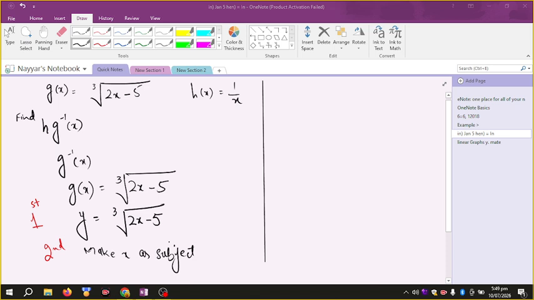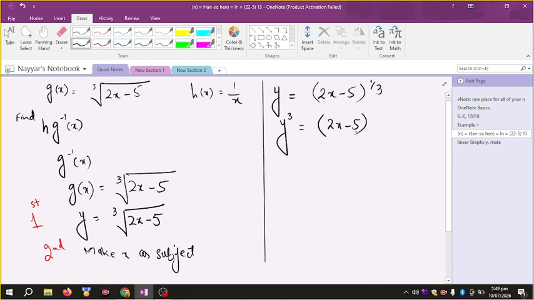Okay, so we have to omit this cube root. To omit the cube root, we have to take the cube. I'm going to take the cube on both sides, and this is the rule. This cube root can be written as 1 by 3. Now I'm going to take the cube on both sides so that we can omit this cube root. You know that this cube root can be written as 1 by 3, so that's why I have written it like 1 by 3. I just wrote y cube equals 2x minus 5.